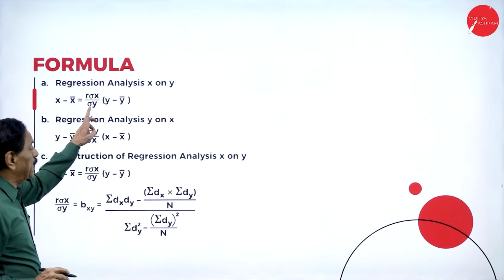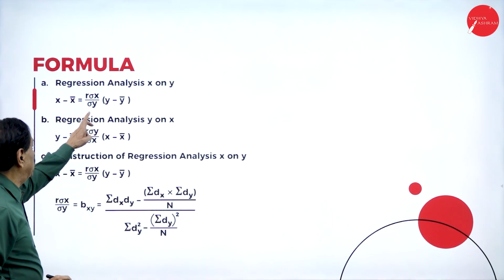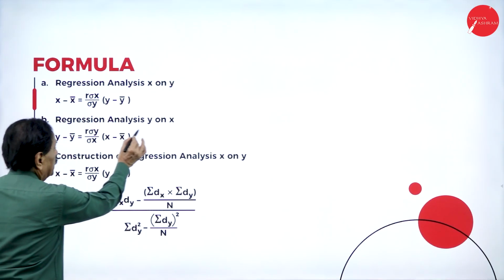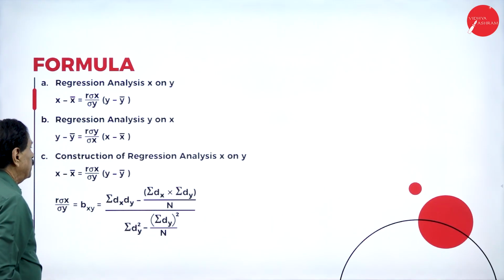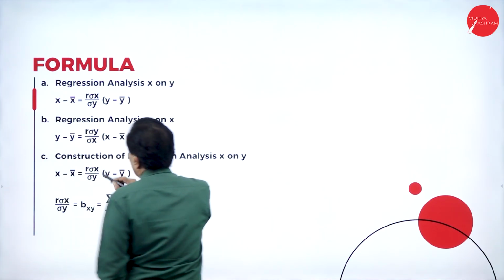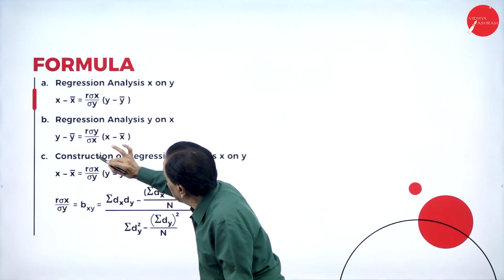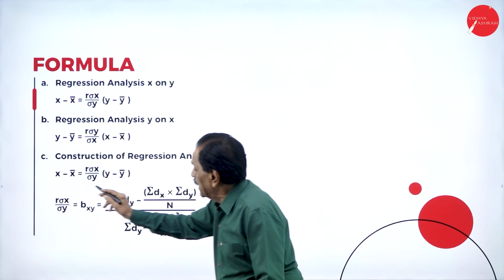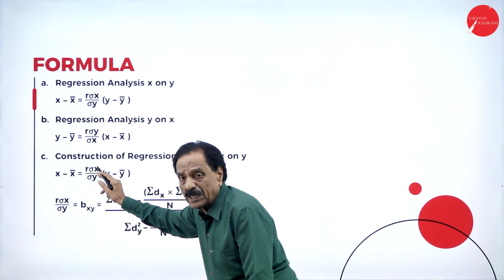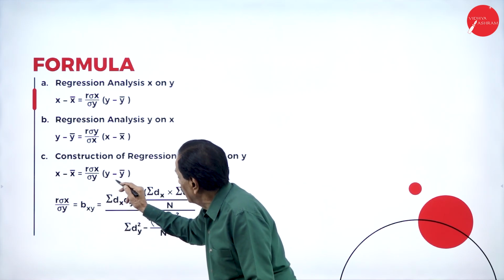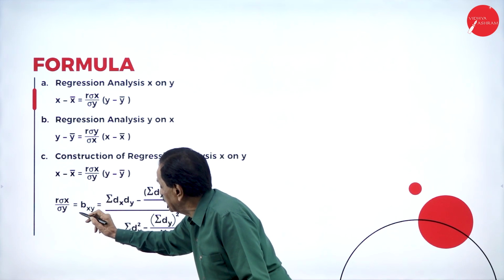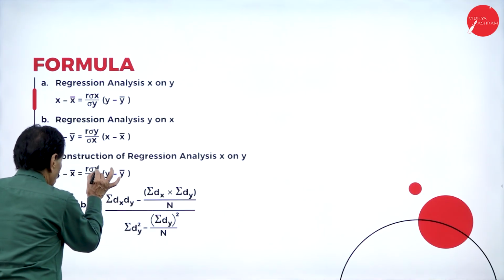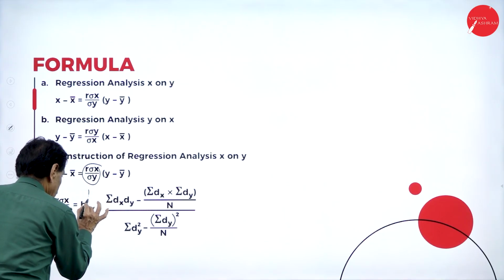Regression equation x on y: x minus x mean equals r into standard deviation x divided by standard deviation y into y minus y mean. Regression analysis y on x: y minus y mean equals r into standard deviation y divided by standard deviation x into x minus x mean. Construction of regression analysis: r into standard deviation x over standard deviation y is going to be bxy, this will come here.